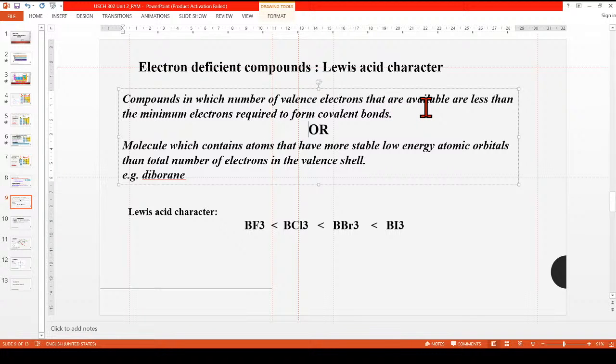तो बोरॉन के पास कितने वैलेंस इलेक्ट्रॉन्स अवेलेबल है? ओनली 3 इलेक्ट्रॉन्स. 2s ऑर्बिटल के 2 इलेक्ट्रॉन्स एंड 2p ऑर्बिटल का 1 इलेक्ट्रॉन. The compounds in which the number of valence electrons available is less than the minimum electrons required to form covalent bonds. तो जितने outermost इलेक्ट्रॉन होने चाहिए थे उतने होते नहीं हैं, so that number is less, therefore they are called electron deficient.